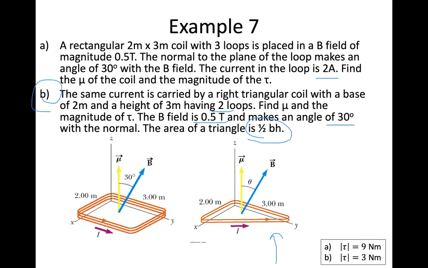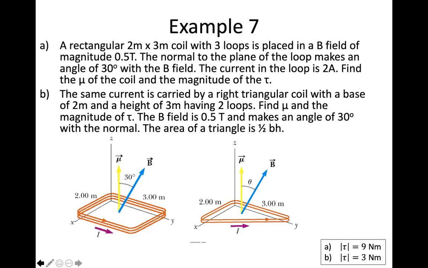Why? Because the area of the loop is different and the number of coils is different. So same magnetic field, same current, same kind of 2 meters and 3 meters, but the second one will have a smaller torque. So if I want to create a motor with a lot of torque, I can increase the area or I can increase the number of turns. This one has 3 and this one only has 2. Okay, so let's do that.